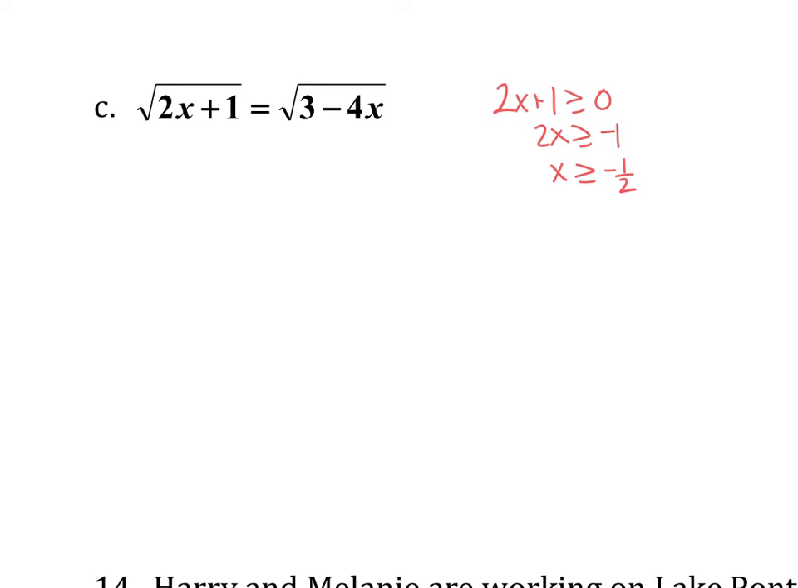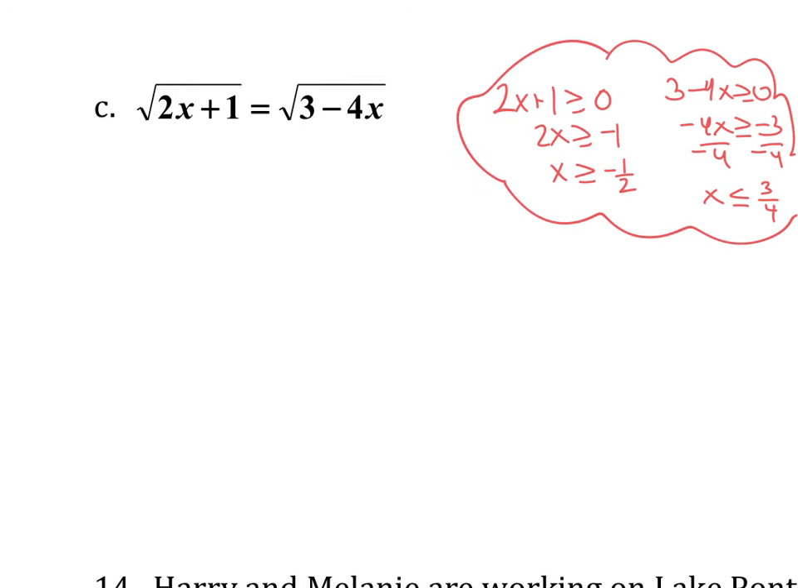If I look at the other one, 3 minus 4x must be greater than or equal to 0. If I solve that, I divide by -4, x must be less than or equal to 3/4. So our answer has to fall into both domains. So all values greater than or equal to -1/2 and less than or equal to 3/4. If they don't, they're not going to work.